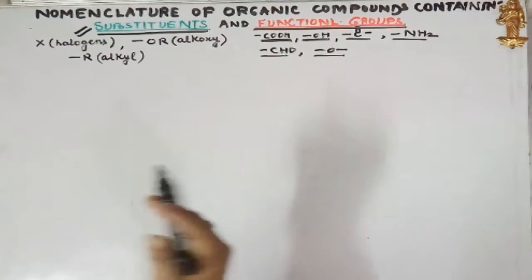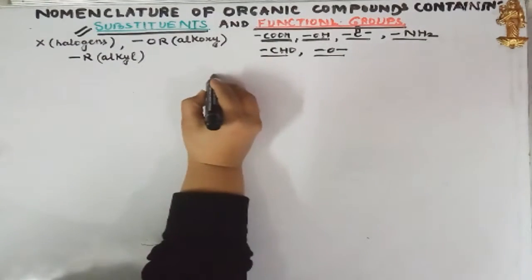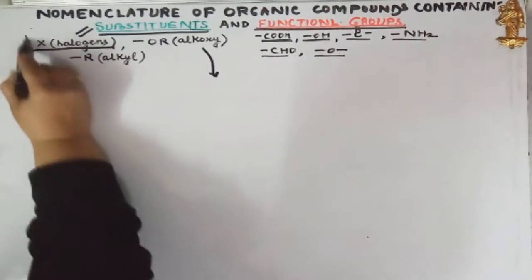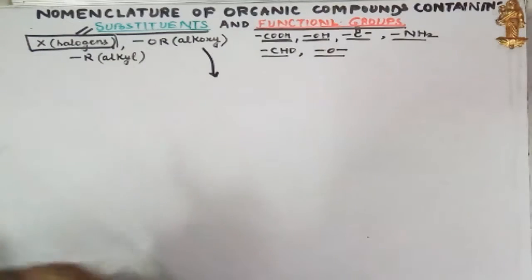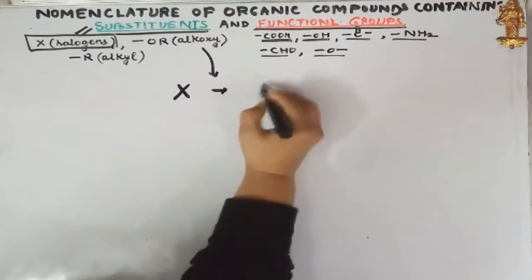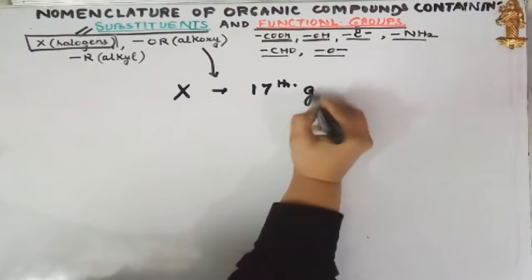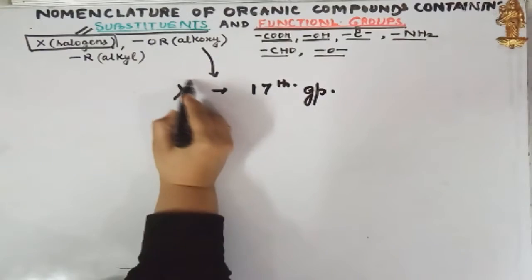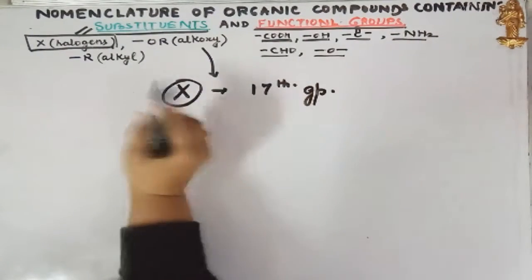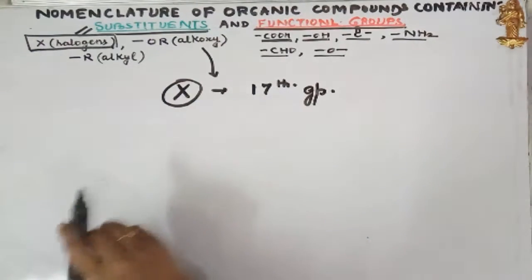So let me start with the substituents first, because it is a new topic for you. I'm starting with the halogens. Sometimes halogens are also present in the compound. Halogens are the elements of the 17th group in the periodic table. These are indicated by X, and in the same manner as the functional group is attached to the alkyl group, they are also attached to the alkyl group.